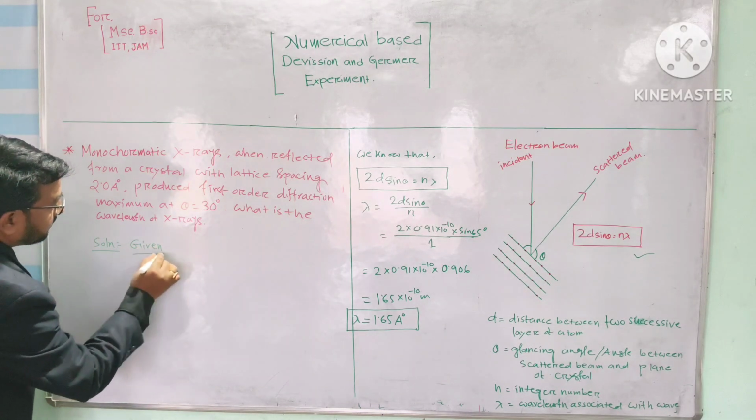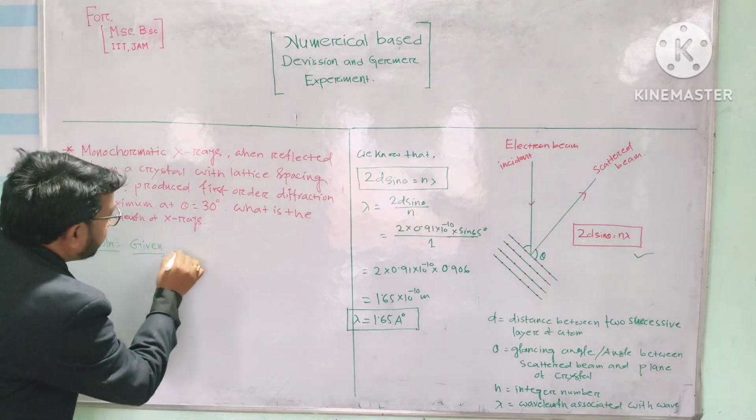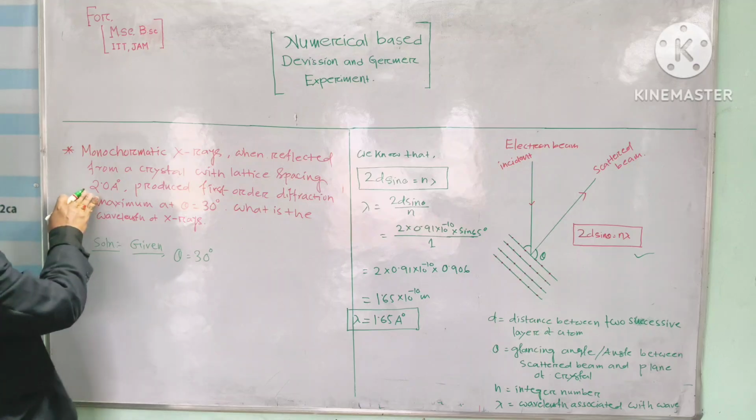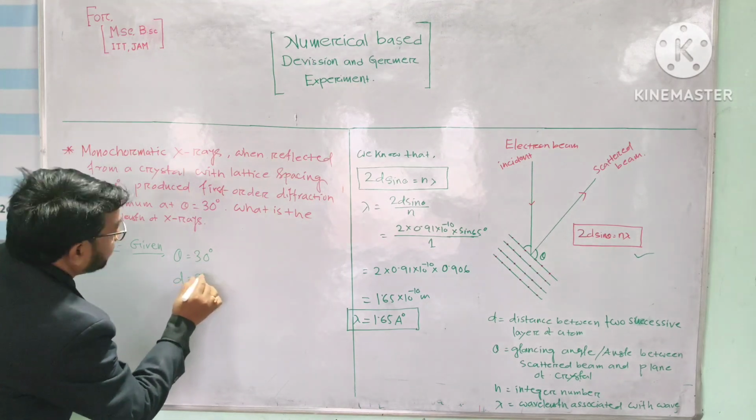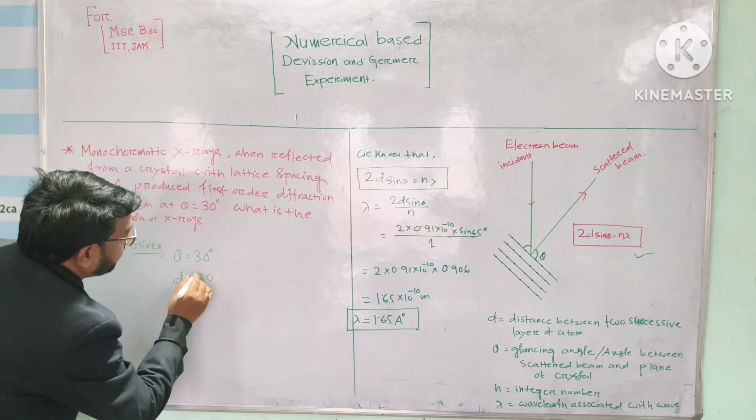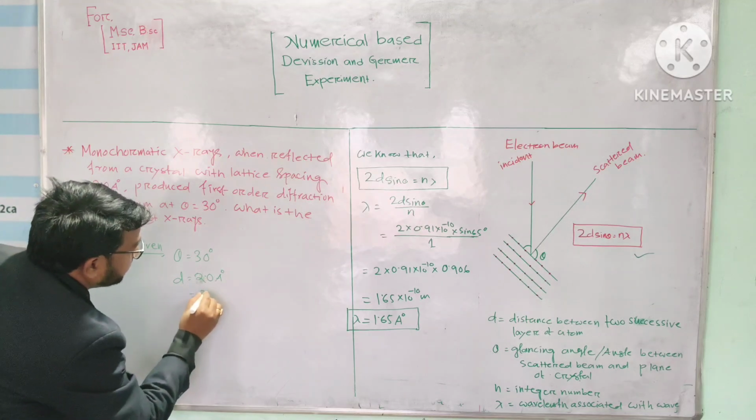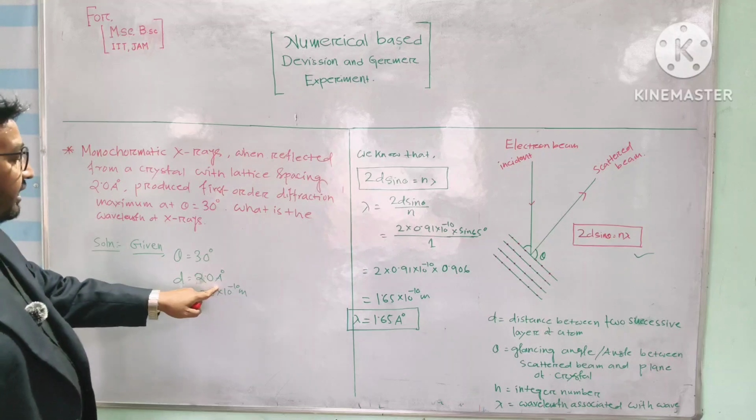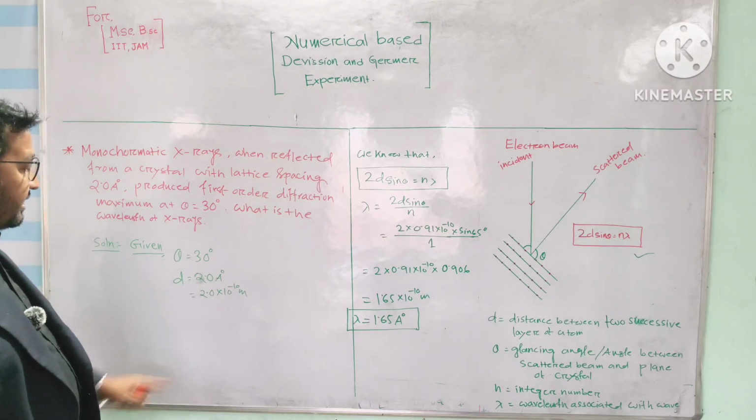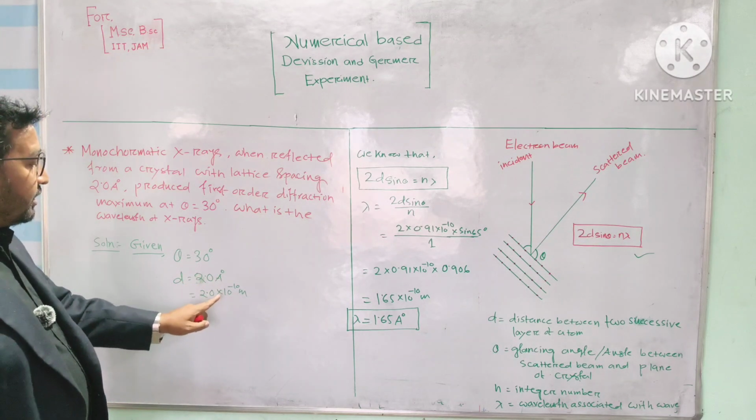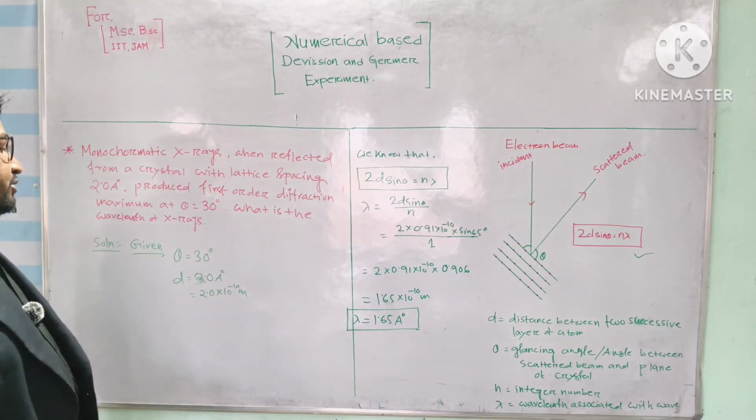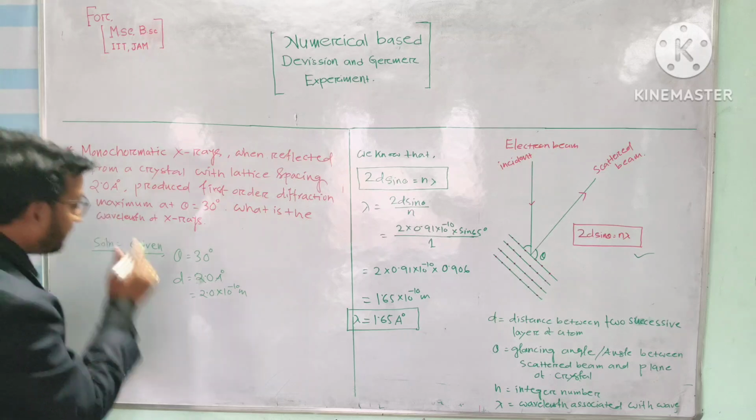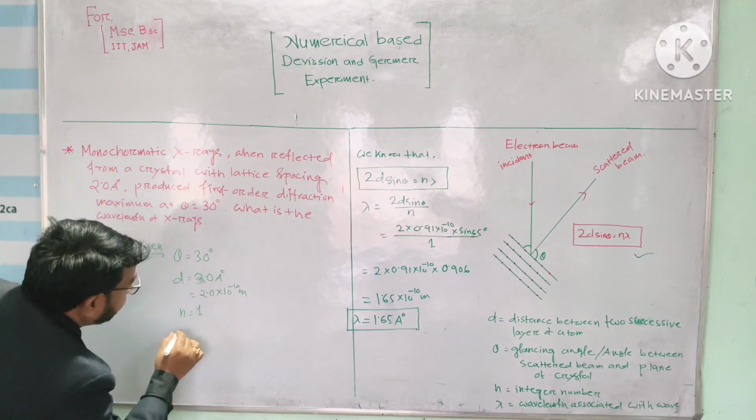Given: theta equal 30 degree, and interplanar space d equal 2.0 angstrom, that means 2.0 into 10 to the power minus 10 meter, because we know that angstrom is not the SI unit of wavelength, so it should be converted into the SI system. 1 angstrom equals 10 to the minus 10 meter. Okay, and this is first order, so for first order n equals 1 and lambda equals what?